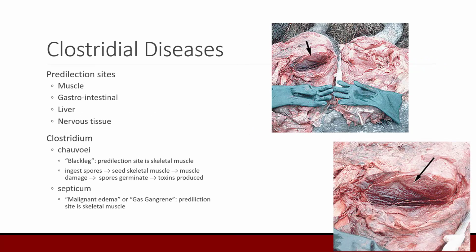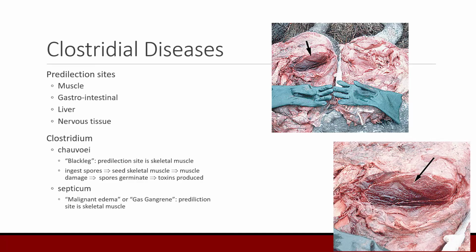Okay, clostridial diseases. They are classified by the species that causes them, and each of these species has a different predilection site. Okay, so predilection site just means where they want to go in the body to cause damage. Okay. So, for example, Clostridium chauvoei is blackleg. So when someone says they vaccinate for blackleg, really they're vaccinating for a whole family of Clostridial diseases, but just colloquially we refer to it as blackleg.